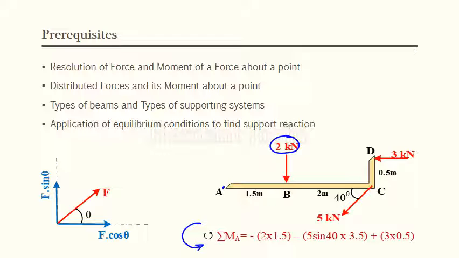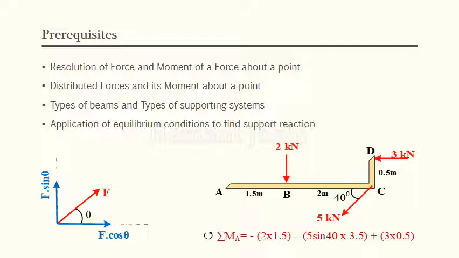So for a vertical force, the horizontal distance is required, which is the perpendicular distance. So the moment of this 2 kN force is 2 into the perpendicular distance, 1.5. Observe that it is clockwise, so it is minus. So the moment is minus 2 into 1.5 about point A.